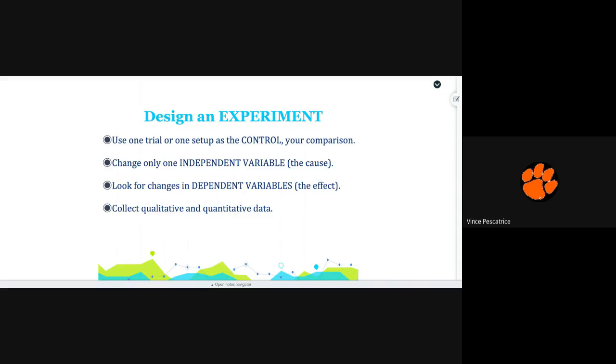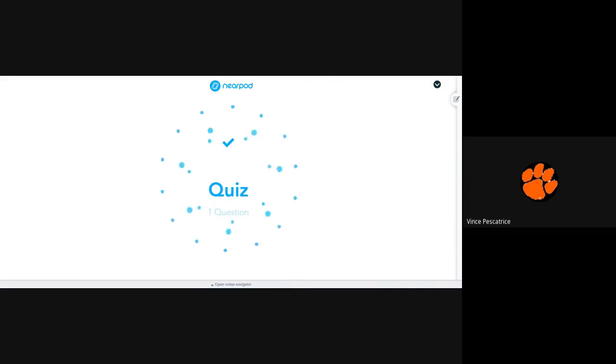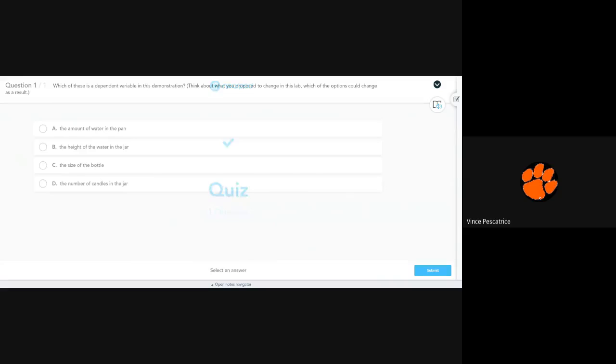All right. So let's see if you caught on. This is the last thing we're doing today. Answer this. In this experiment we watched with the jar, what was the dependent variable? Which one depended on the other thing to change? All right. Once you answer this, you are good to go.